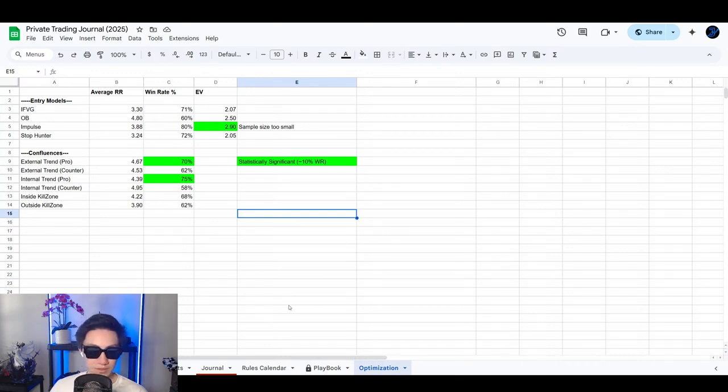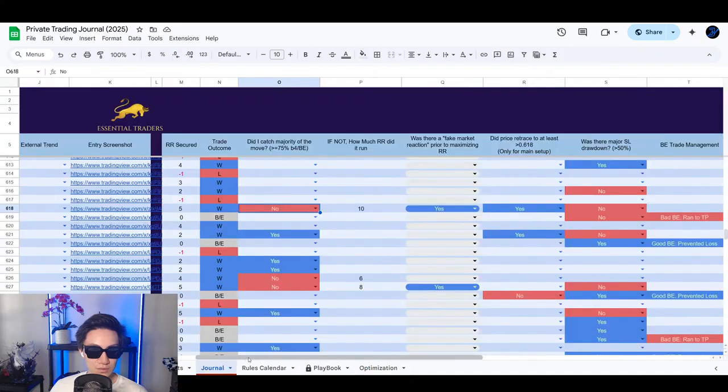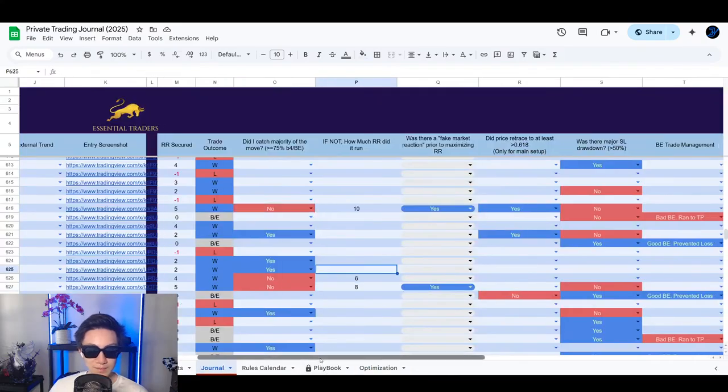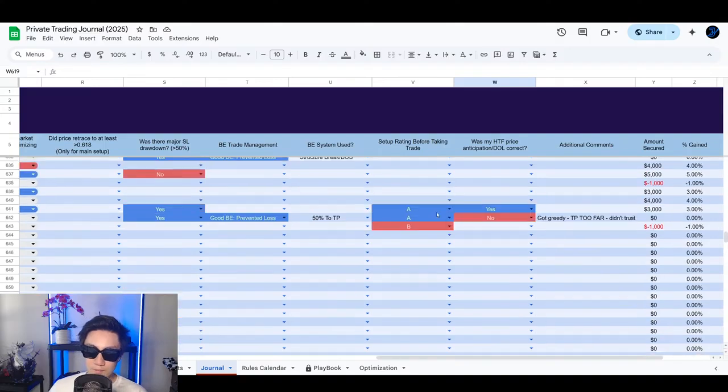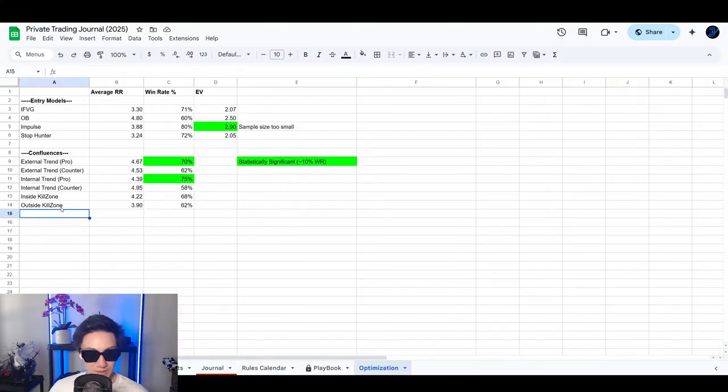And now we can go over some other things you can optimize. So for example, let's optimize setup rating before taking a trade. This is something you could say is discretionary. You can also mechanicalize this with a checklist, which I have. But for example, you want to see a win rate difference between an A setup versus a B setup. So we'll name it that. It's an overall confluence.